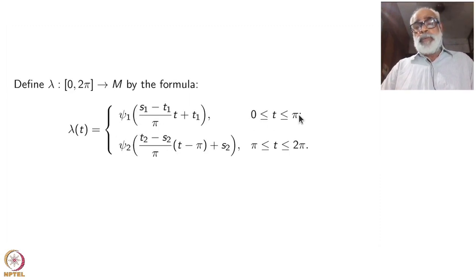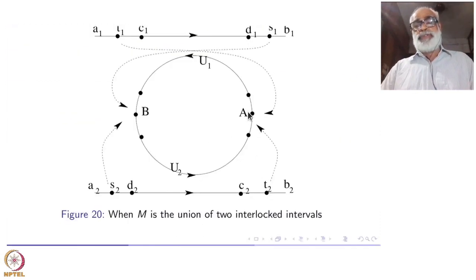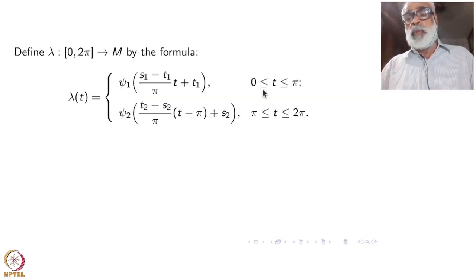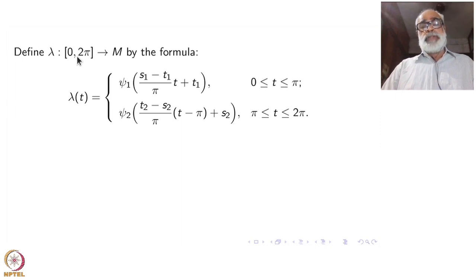Except when these two points are the same, namely there are two formulas, you have to see they are the same. Why are they the same? Because Psi1 of this point and Psi2 of that point are the same, that's all. Similarly, when it is 2 pi also at the end, they are also the same. So that is what you have to see. First of all, from 0 to 2 pi it is continuous, because on the common point they agree, so it is a continuous function.